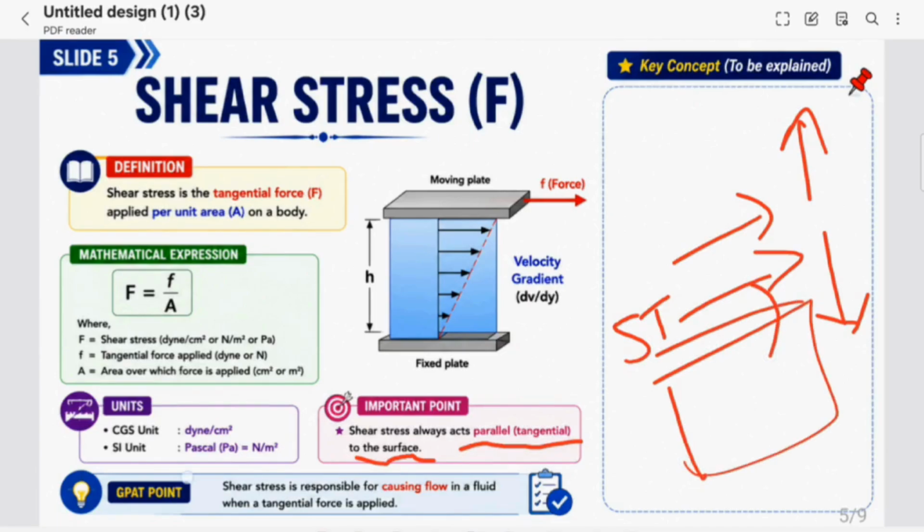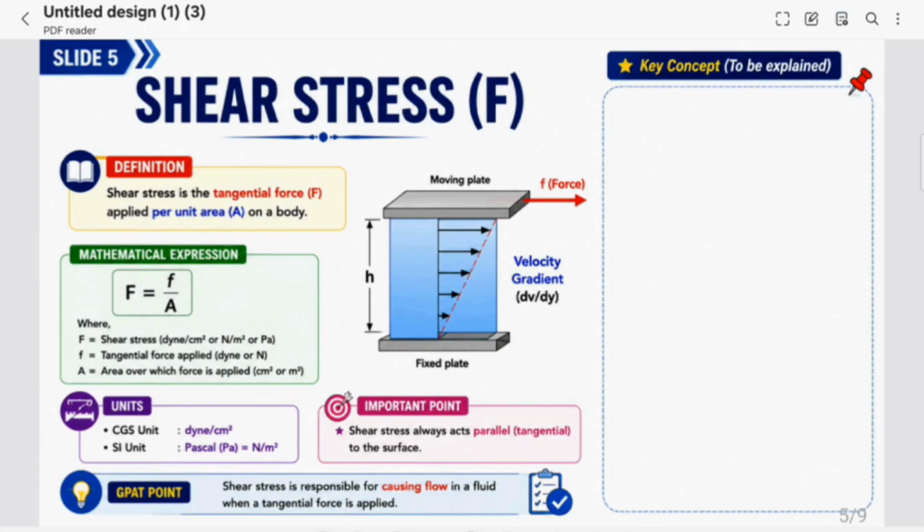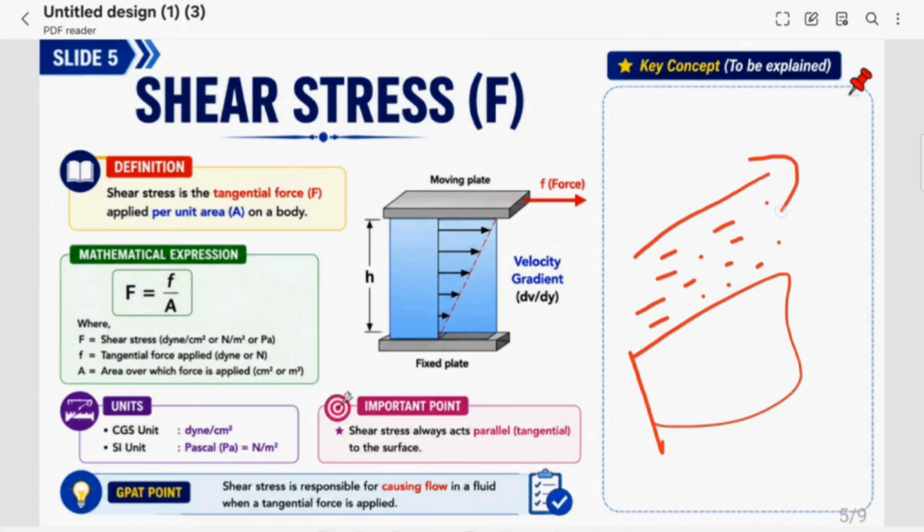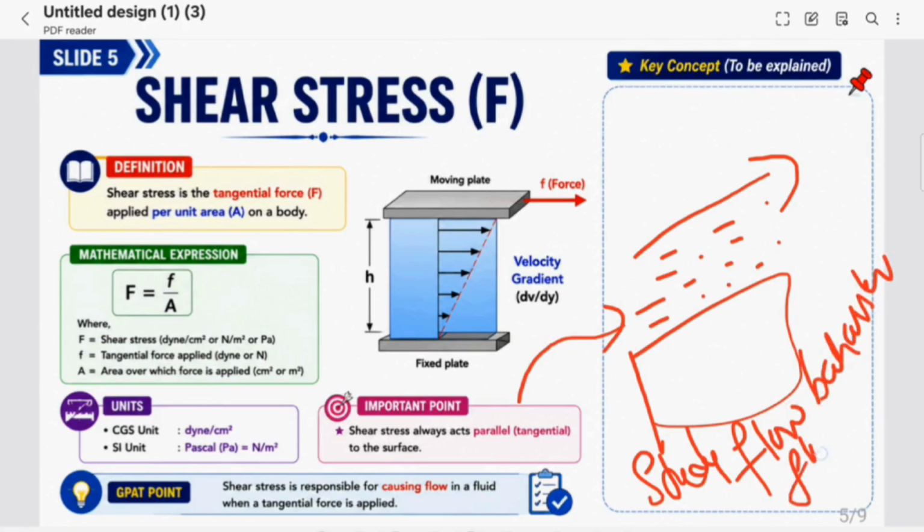Now according to the GPAT point, shear stress is responsible for causing flow in a fluid when the tangential force is applied. Means in the study of flow of fluids, for example, on a surface the liquid is moving in a parallel direction, and the force applied is also in a parallel direction. So that is how we can easily study the flow behavior of fluids.